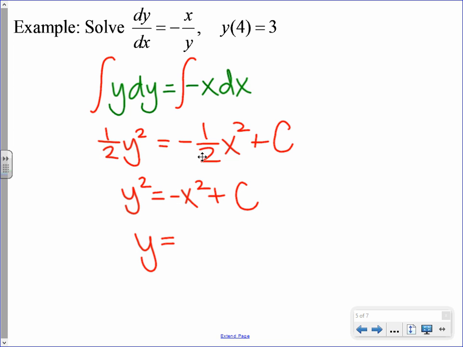Y equals plus or minus radical negative x squared plus c. Okay, this is your general solution. You guys recognize that? It's a circle. The two put together, basically it's 2 semicircles, right? Positive is the top semicircle, negative is the bottom semicircle. Now when we actually go to solve for our c, we don't want both plus and minus.